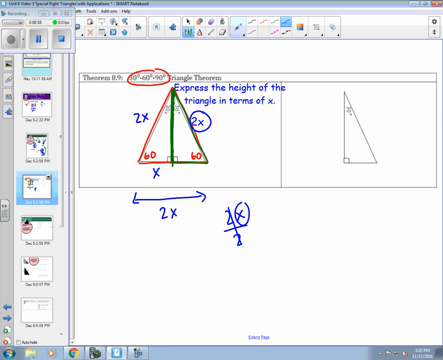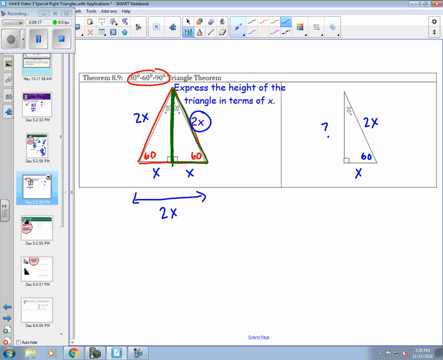So both of these would be x and x. X plus x equaling 2x. Okay, so now we got this triangle where we know it's a 30 degree, 60 degree, 90 degree triangle. This side we're calling x. This side we're calling 2x. What is this third side going to be?